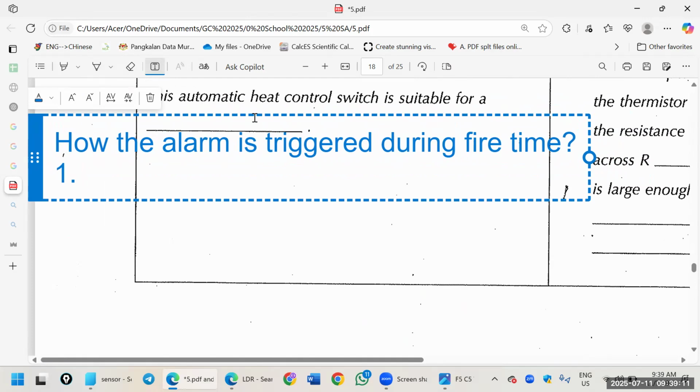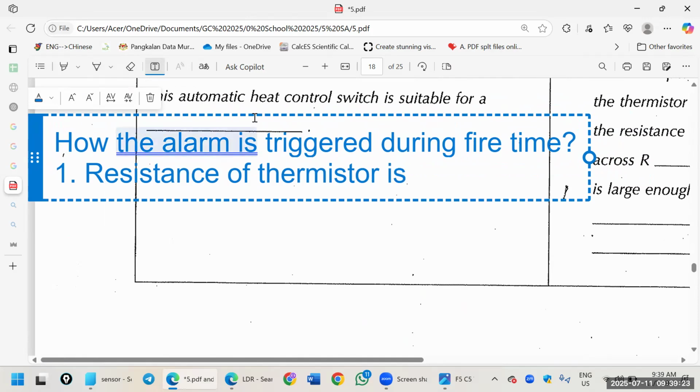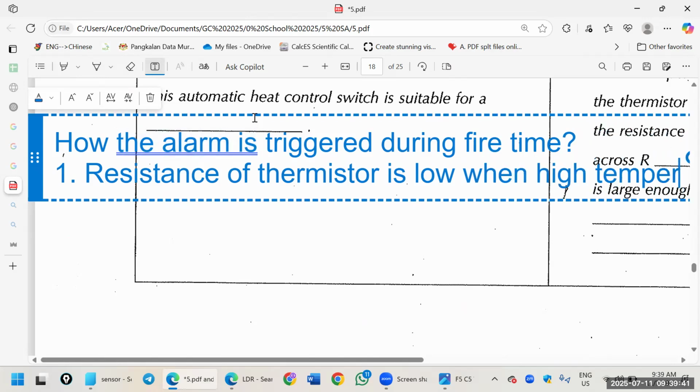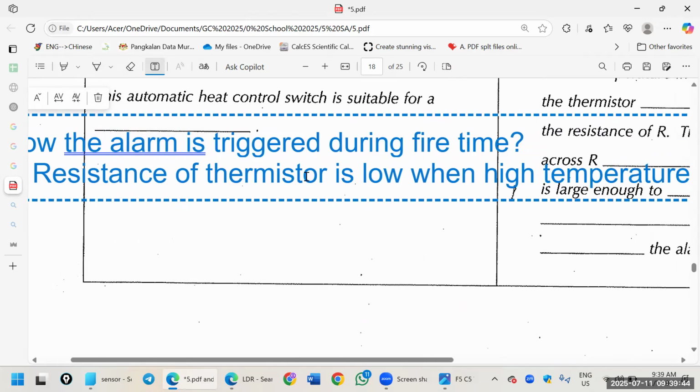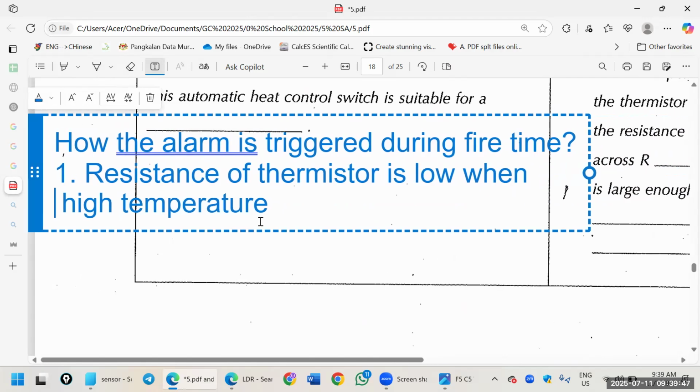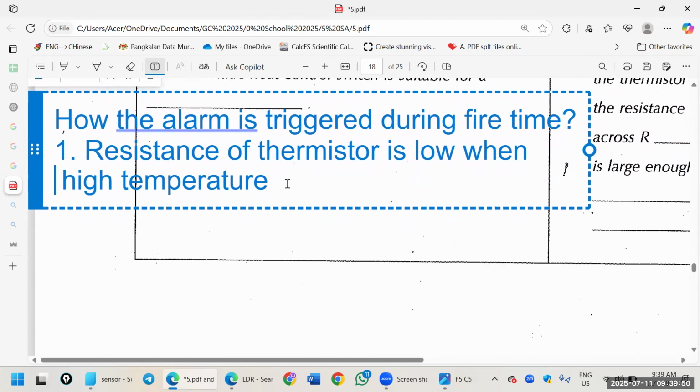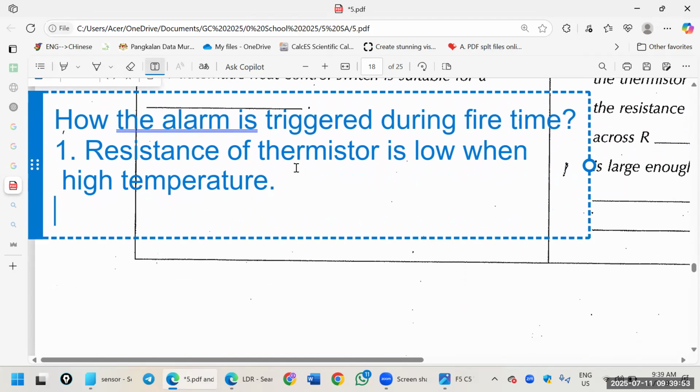So during fire time, the resistance of the thermistor is low. Hot low, HL. Right, bright low and hot low. The resistance is low when there is high temperature. See how we translate? Fire time means high temperature, we translate. Then next, number 2.